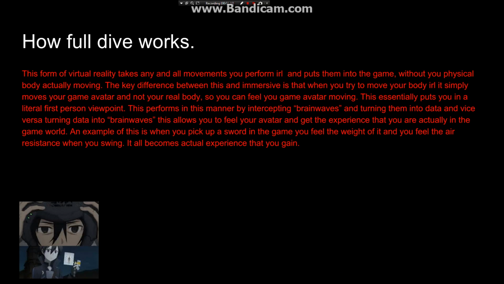This performs in this manner by intercepting brainwaves and turning them into data, and vice versa, turning data into brainwaves. This allows you to feel your avatar and get the experience that you are actually in the game world. An example of this is when you pick up a sword in the game, you feel the weight of it, you feel the air resistance when you swing. It becomes experience and knowledge, information you actually gain.